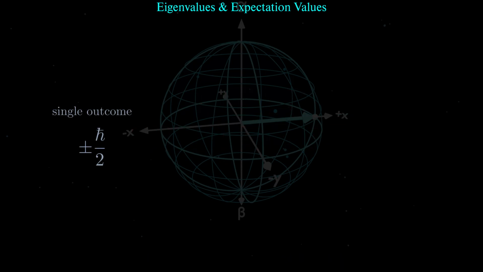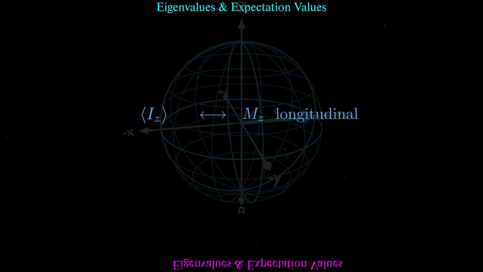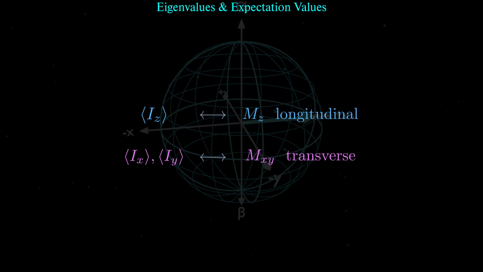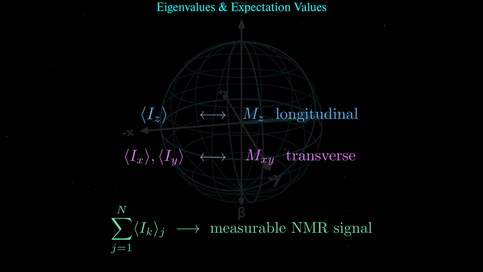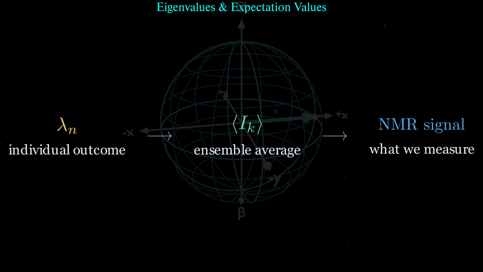Now, connecting this back to NMR again, we're not observing single measurements. We're observing an ensemble of spins. So what we detect is directly related to expectation values. Iz corresponds to longitudinal magnetization, and Ix and Iy correspond to transverse magnetization. These expectation values add up across many spins to produce a measurable signal, and that's the bridge to what we're going to need to move forward. Eigenvalues describe individual measurement outcomes, while expectation values describe averages over many systems. And NMR measures those averages.